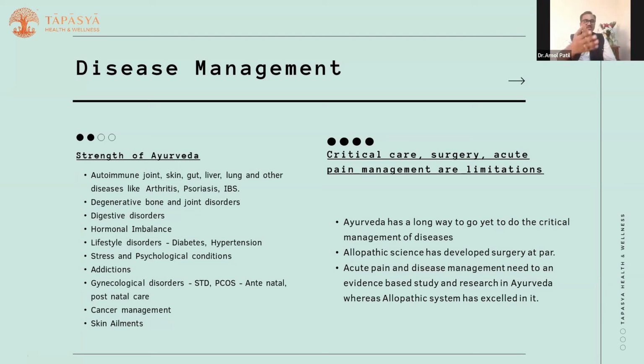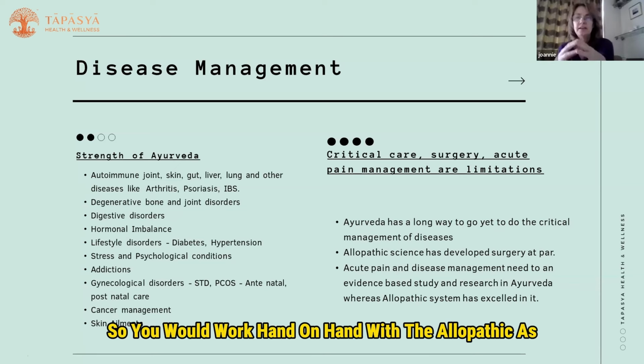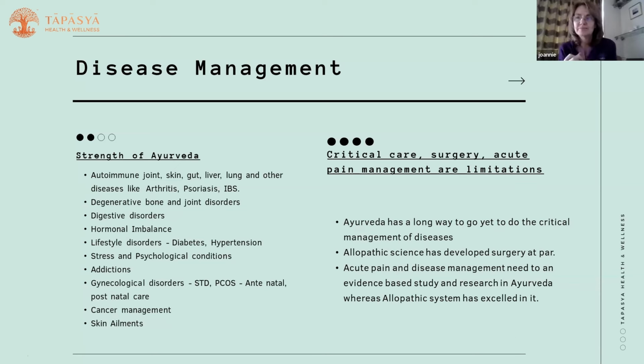While speaking, I have also spoken about the limitations, what we cannot do. Most importantly, the acute or critical management of any disease we are not doing at this moment in the entire Ayurveda industry. That is not yet developed to a very large extent because we don't run a critical care center like an ICU. So that is our limitation. Surgery is our limitation. Apart from that, everything is our scope. So you would work hand in hand with the allopathic doctors as and where required.